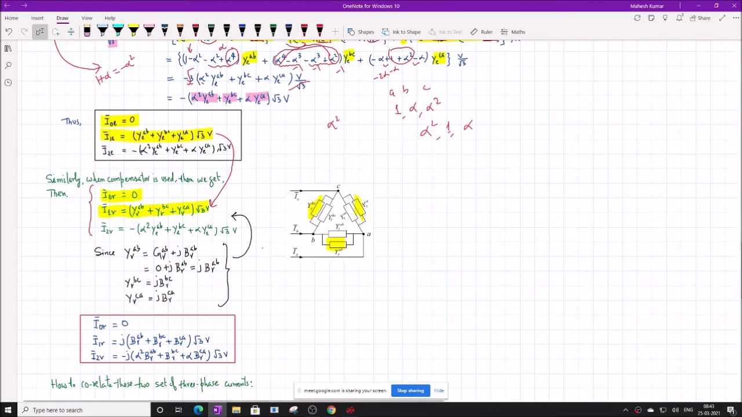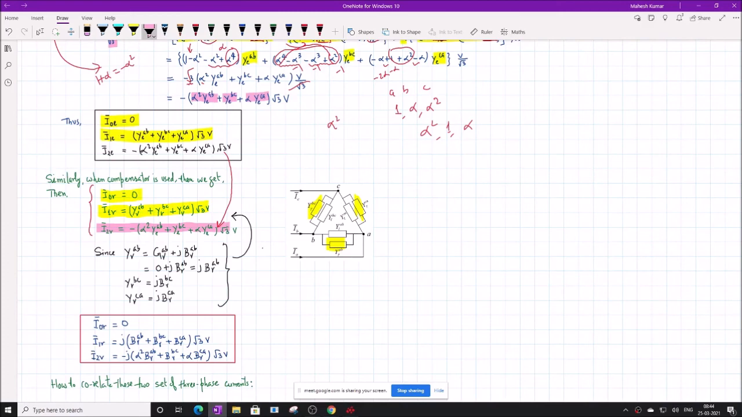The next equation will be this one, and this is similar to this equation. I2 gamma will be therefore minus in bracket alpha square by L AB plus by L BC plus by L CA into root 3B. Okay, so we now have the symmetrical components of the load current and of the compensator.